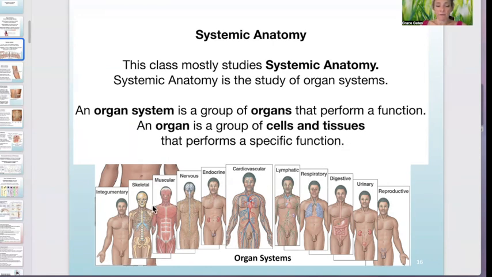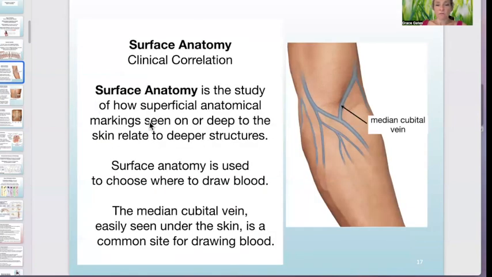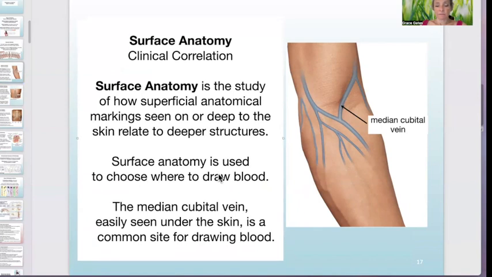And here on this slide are shown 11 different organ systems, all of which we're going to study. Not going to skip any. That's how we're going to approach anatomy. Also helpful is surface anatomy. And for surface anatomy, there are many clinical correlations. Surface anatomy is the study of how superficial anatomical markings seen on or deep to the skin relate to deeper structures.